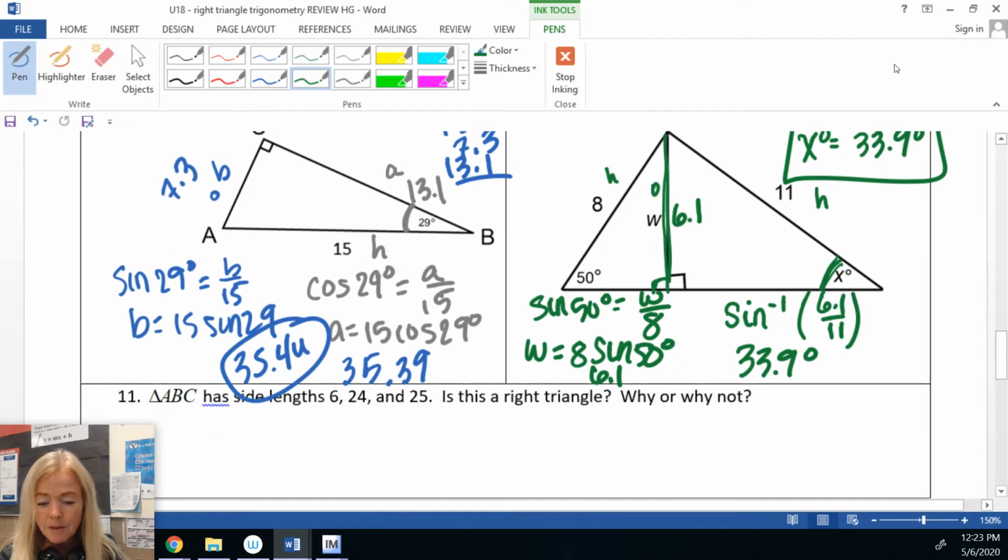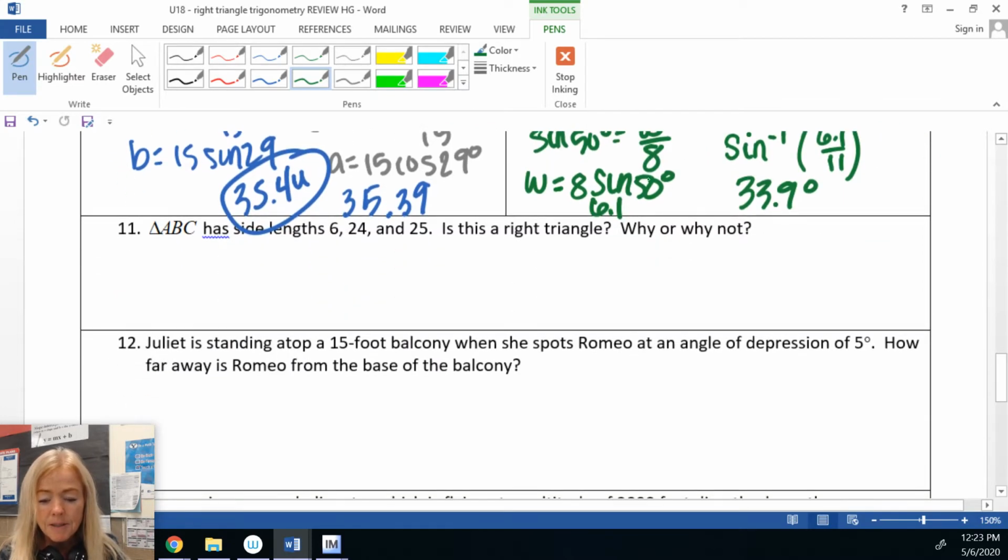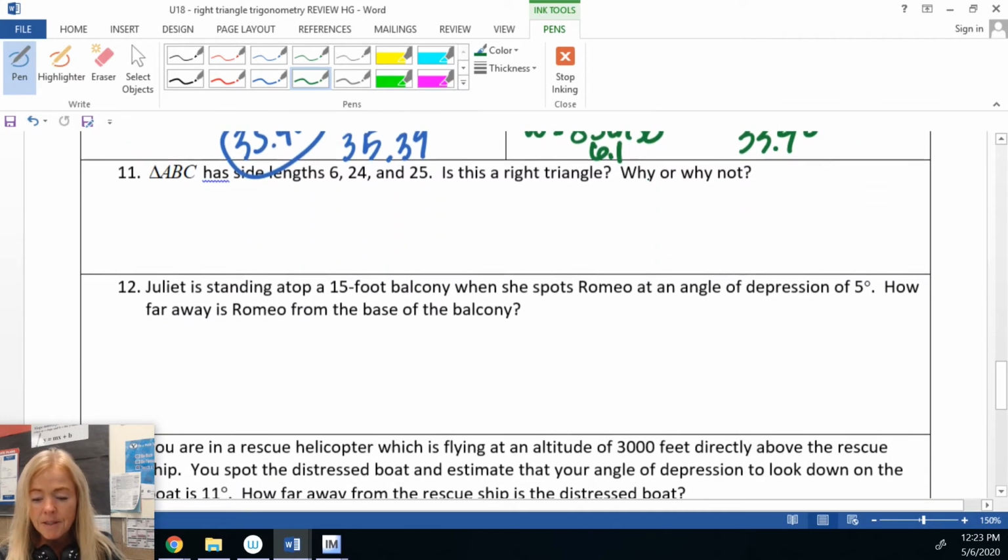Moving on to number 11. Number 11 says triangle ABC has side lengths 6, 24, and 25. Is this a right triangle? Why or why not? So it'll be a right triangle if the square of the hypotenuse is equal to the sum of the squares of the other two legs. The hypotenuse isn't given to us.